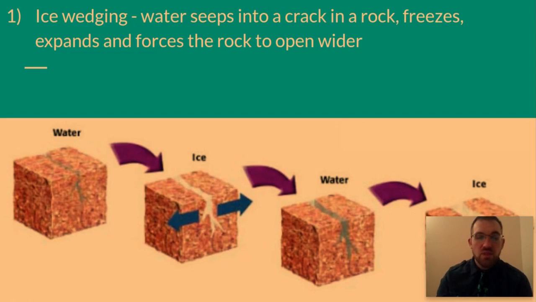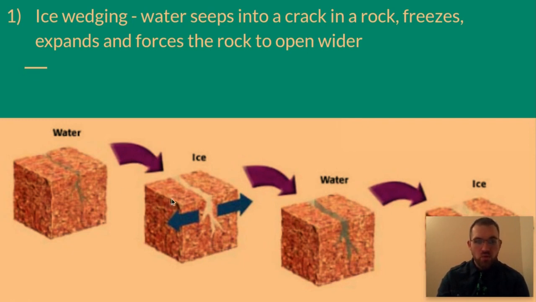The next thing I'm definitely going to ask you to write down this definition is ice wedging. So ice wedging is when water seeps into a crack in a rock, right? So this happens during not below freezing temperatures at first. So at first it just rains and the water is left there and it fills up this gap like right in here.